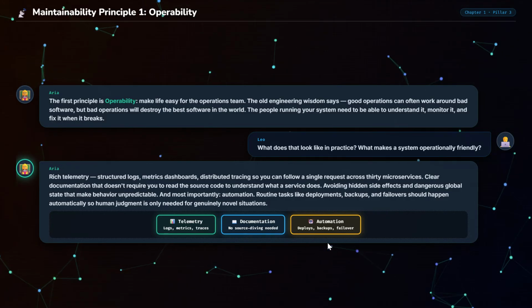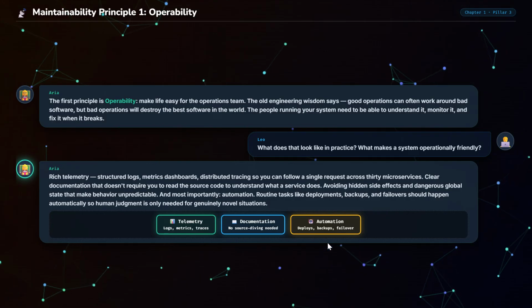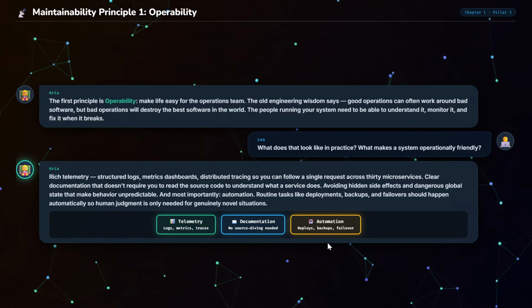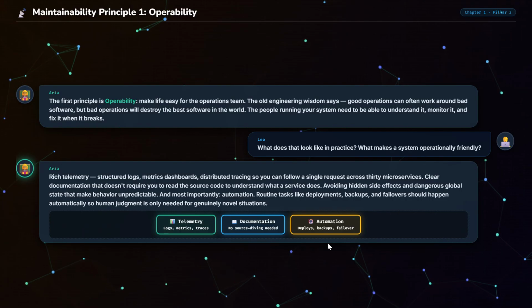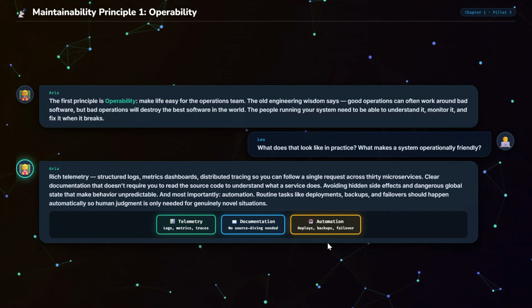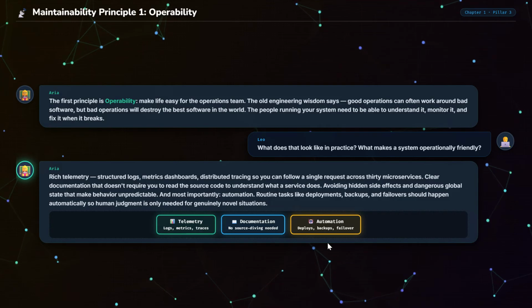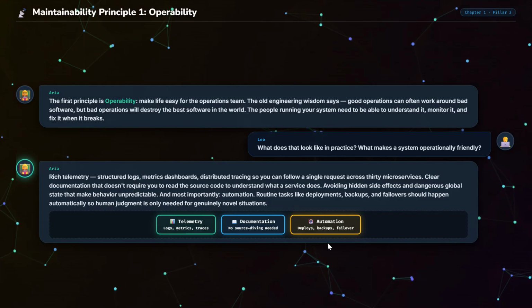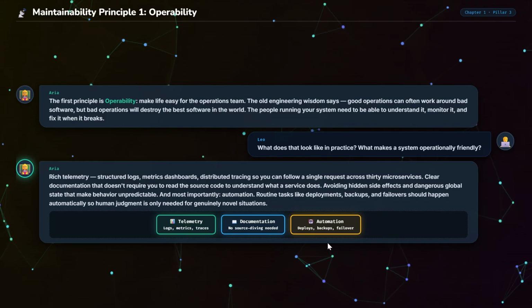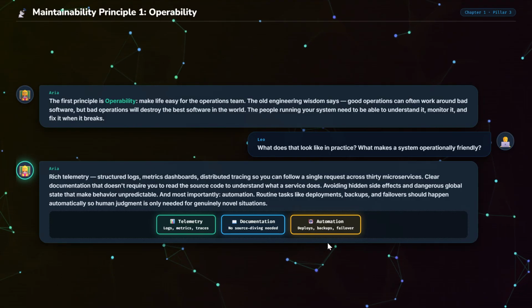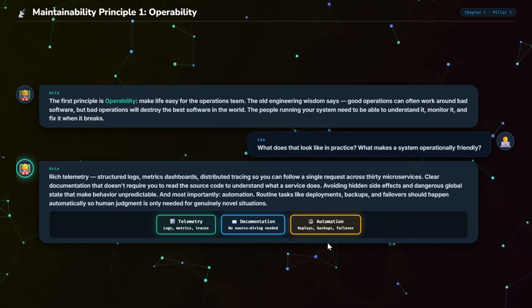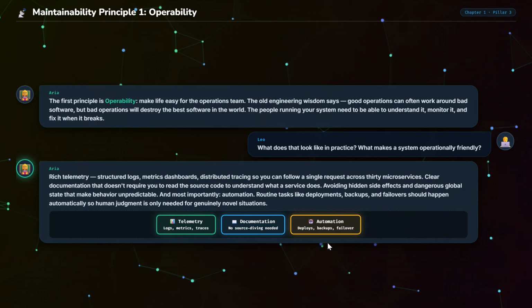And most importantly, automation for all routine tasks. Deployments, database backups, certificate renewals, and failovers should all happen automatically. Human judgment should be reserved exclusively for genuinely novel situations that automation cannot handle.